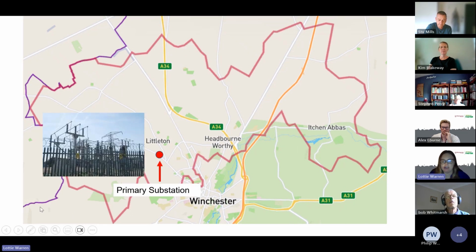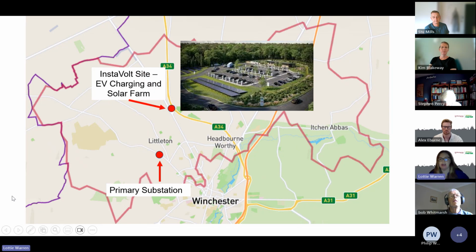So potentially most important was we wanted to give an idea of where the substation actually is. So the Harestock primary substation is located just on the Stockbridge Road. Like I say, it's the area where the electricity is converted, so the voltage can be used within the community and within homes. Each primary substation area has a primary substation, and this is the one that we will be focusing on. The next key energy infrastructure I wanted to pick out is the new InstaVolt site, which is electric vehicle charging and solar farm.